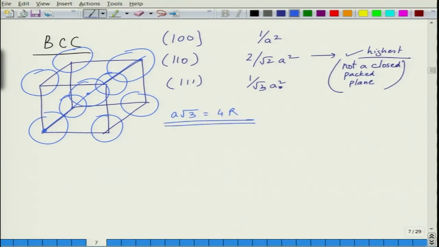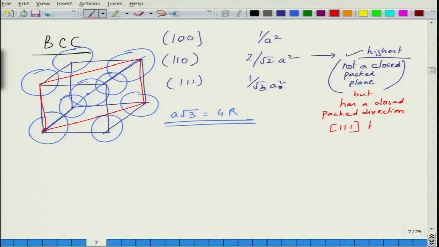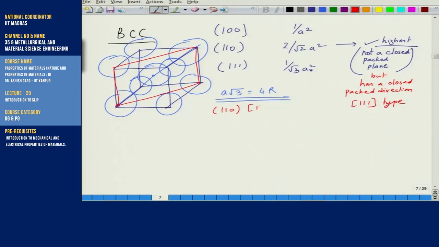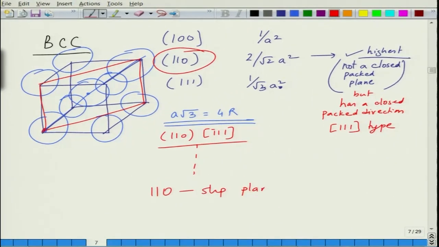This is the relation. So this 110 plane itself is not a close packed plane, but it is the plane with highest density. All the other planes are going to have smaller density, but it has a close packed direction. And you can work this direction out. This direction from here to here is a 111 type direction. So basically the 110 plane will have 111 type of direction. Of course the dot product has to be 0, so essentially it could be bar 111 type of direction. There could be multiple combinations. So this will make a slip system in BCC. The 110 plane is the highest density plane, so 110 is the slip plane.